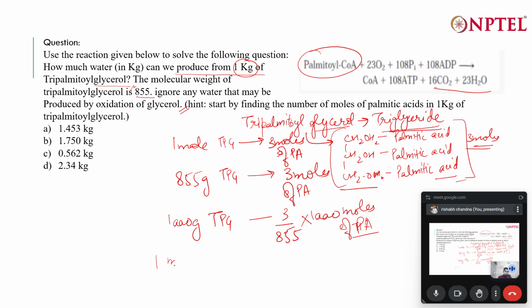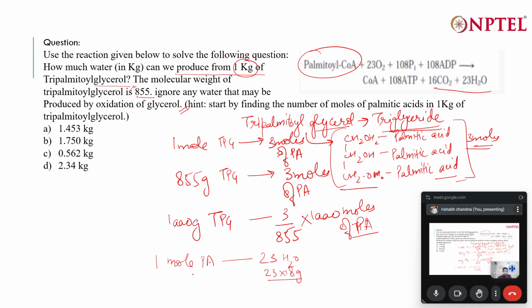So, 1 mole of palmitic acid produces 23 molecules of water, or 23 moles of water. And how much weight is that? 18 grams, because 18 grams is the molecular weight of water. So 23 into 18 grams of water is produced when 1 mole of palmitic acid is oxidized.